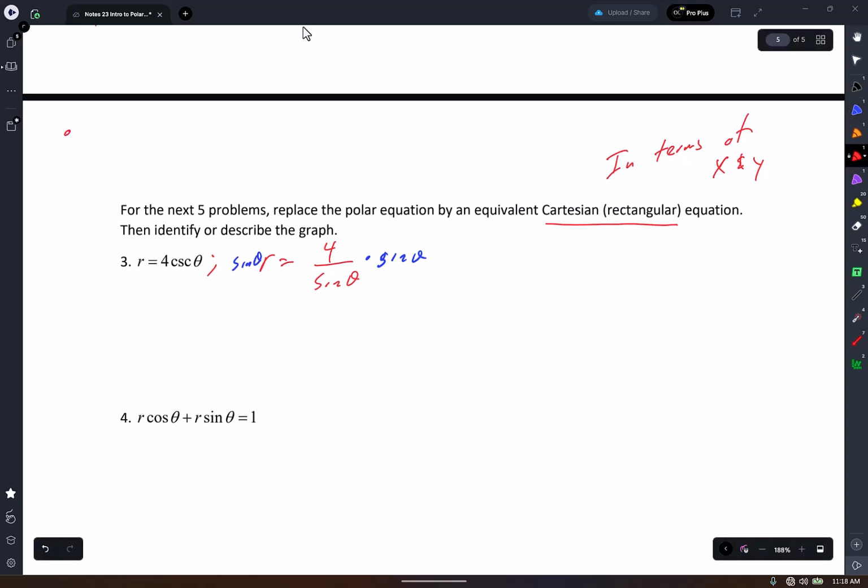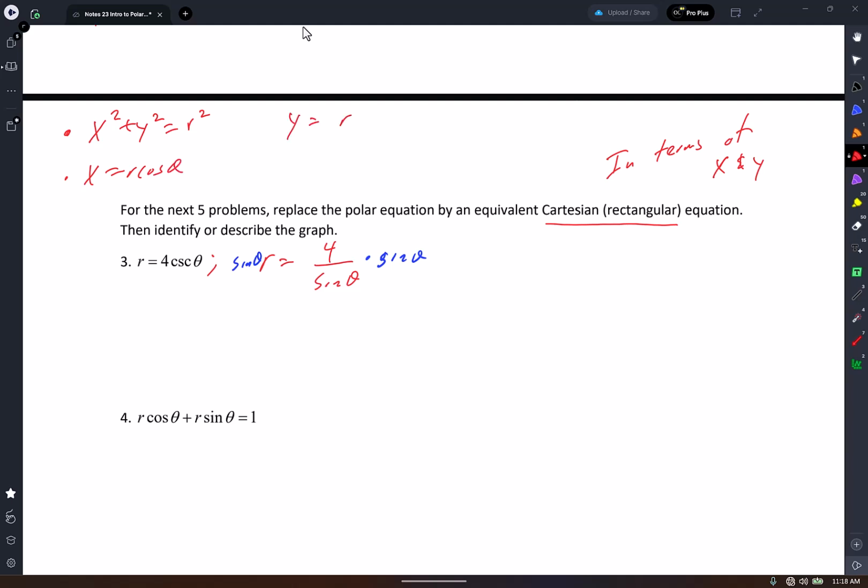These are the only 4 formulas I know, guys. X squared plus y squared equals r squared. X equals r cosine theta. Y equals r sine theta. And theta equals arctan of y over x. This is all we know. These are my 4 formulas. So that's what I'm using.